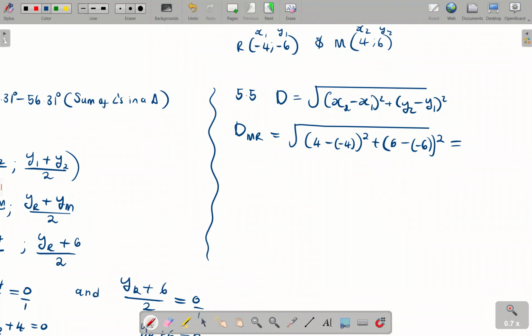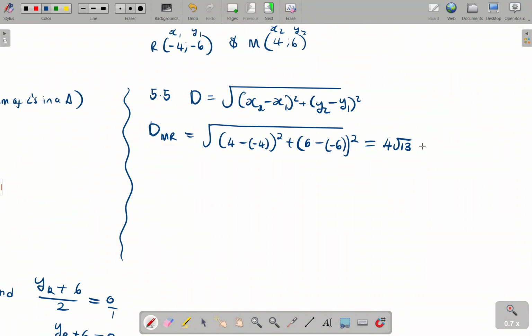So now let me take out the calculator. That's (4 minus -4) squared plus (6 minus -6) squared. So this is 4 square root of 13. You can see the units, since it is the distance, so units. So that would be your answer there.